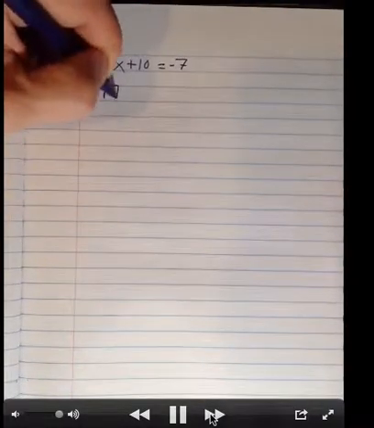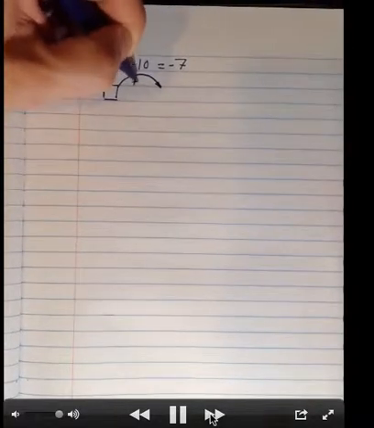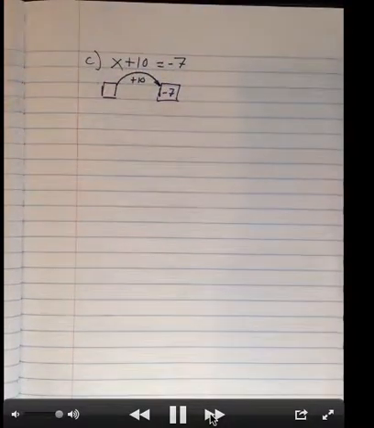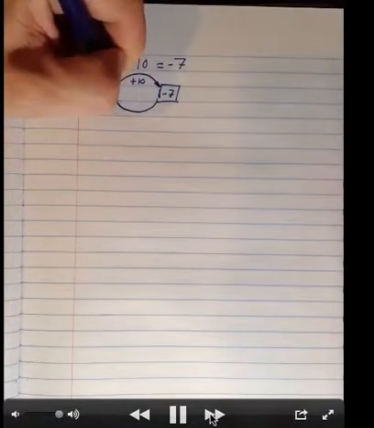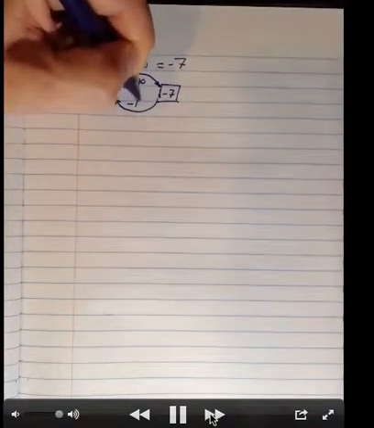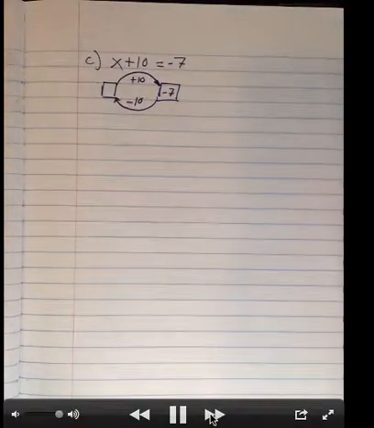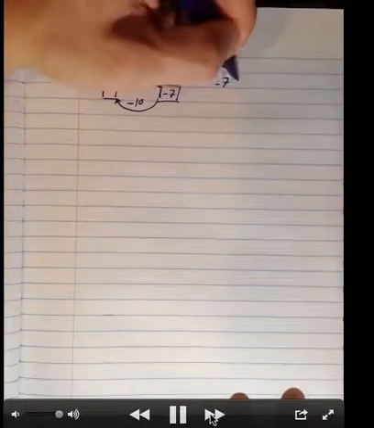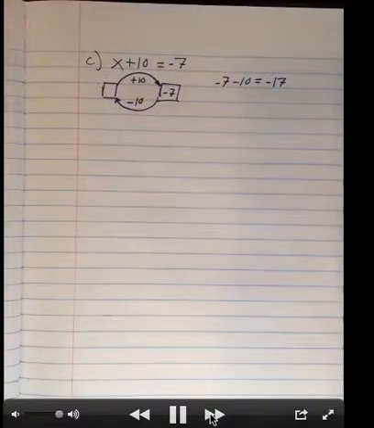Example 1c is x plus 10 is equal to negative 7. So there was a number, 10 was added to it, it became negative 7. So the opposite of adding 10 is subtracting 10. Negative 7 minus 10 is equal to negative 17.